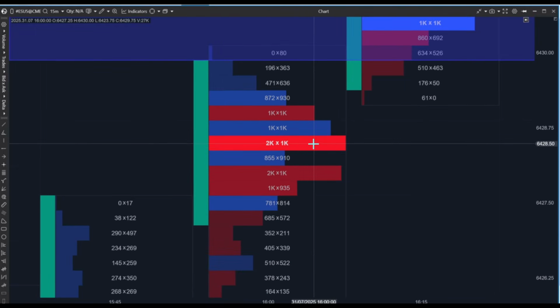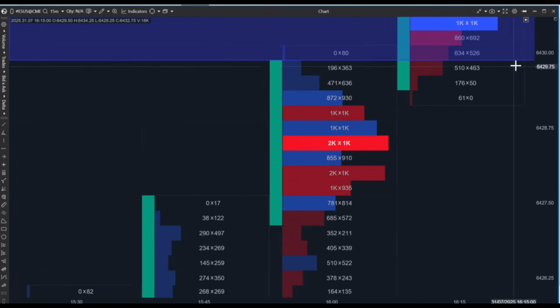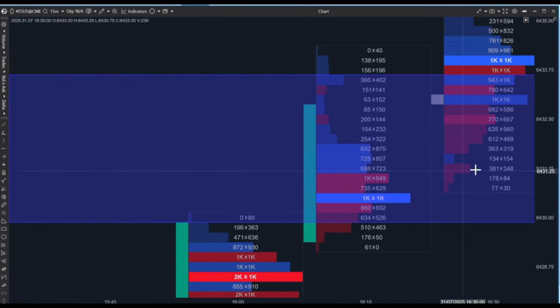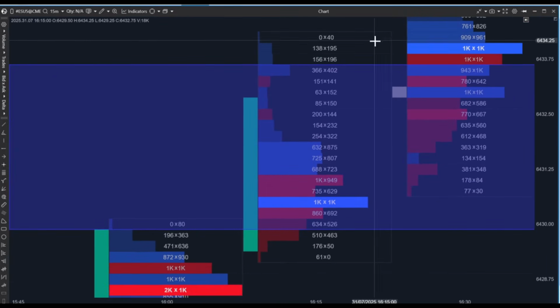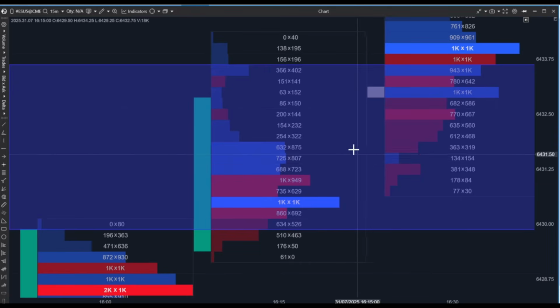So when you see 1K for 2K, that means that there's 2,000 aggressive sellers hitting the bid. Perfect. Now, as we go into this key level, without even looking at it, obviously the candle is going to be green as price moves higher. What we're seeing here, interestingly, is the delta profile. This is what's called the delta profile.